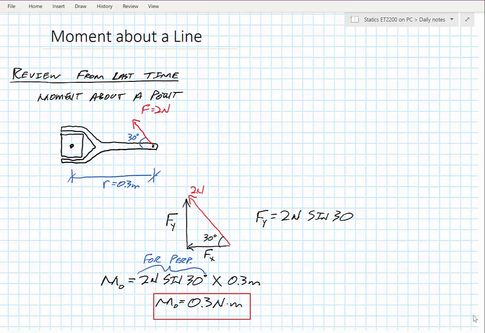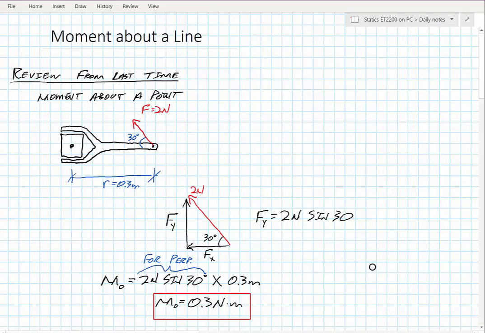All right, hello everybody. In our last video, what we talked about was the moment about a point. And we talked about this idea of a force times the distance around a point. In this video, we're going to talk about the concept of moment about some kind of line. And a lot of the same principles are there, so I started with a little review here.